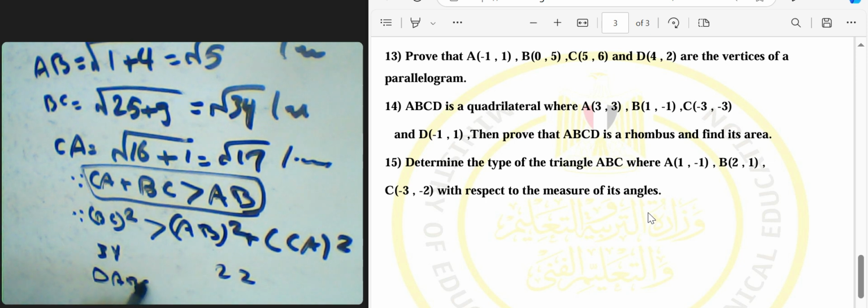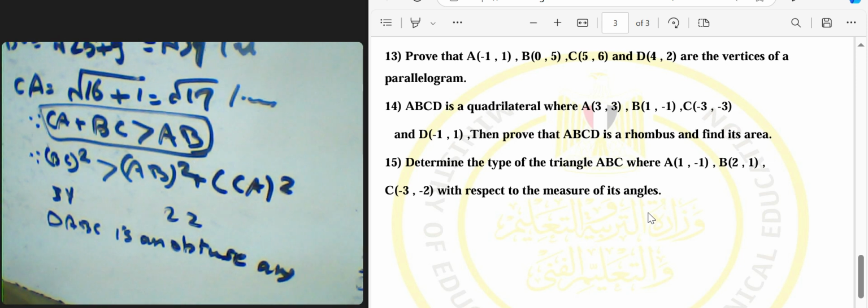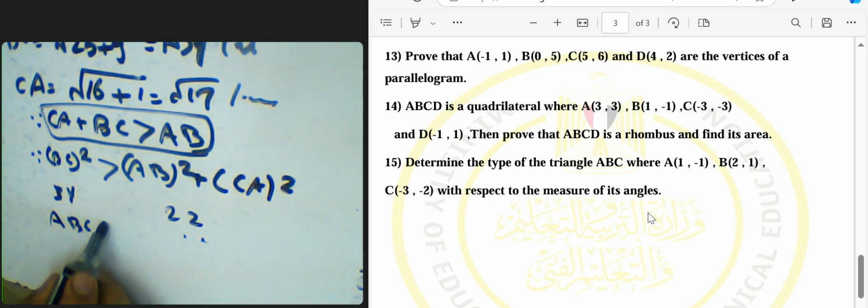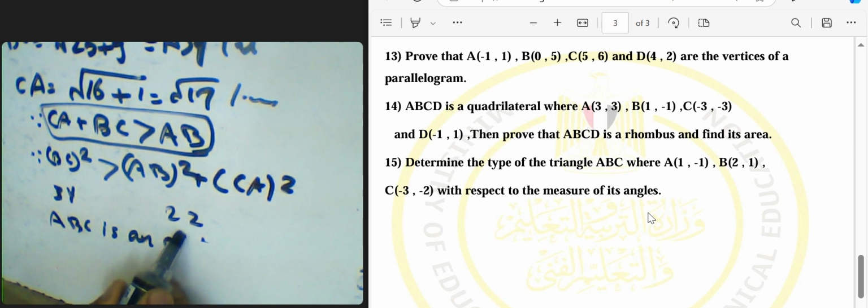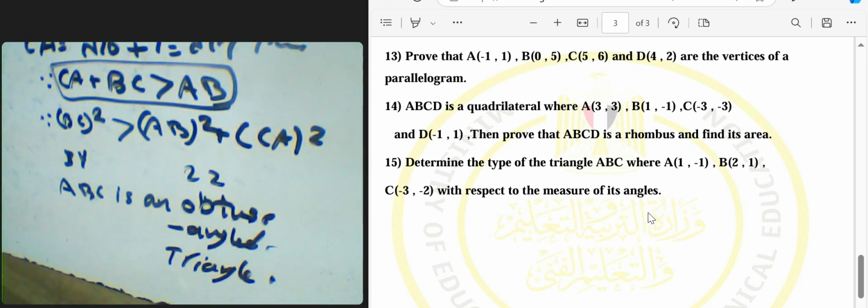Triangle ABC is an obtuse angled triangle.